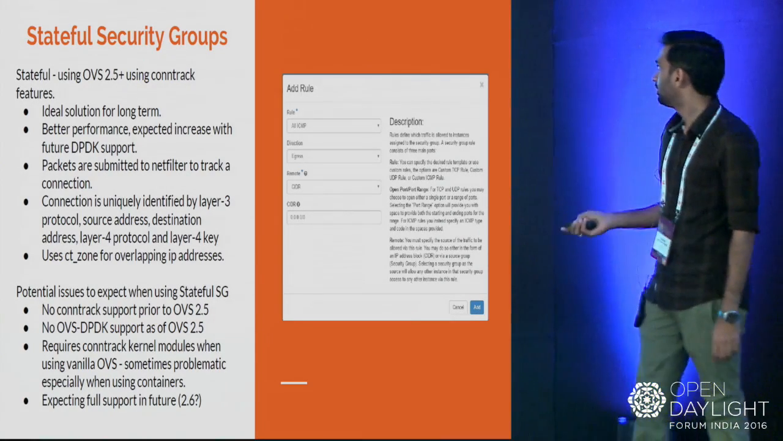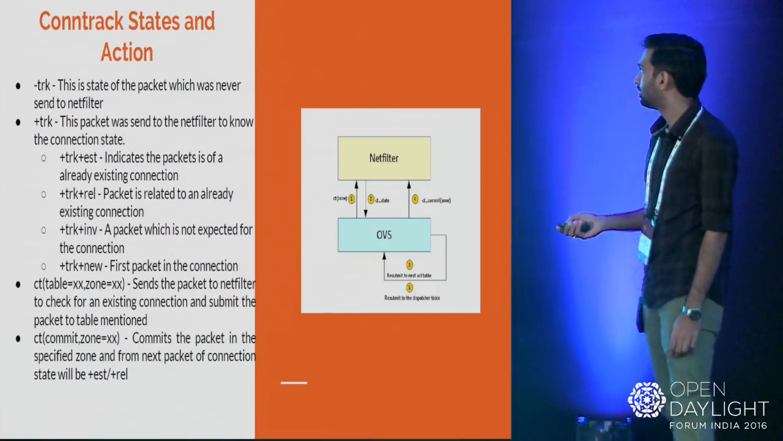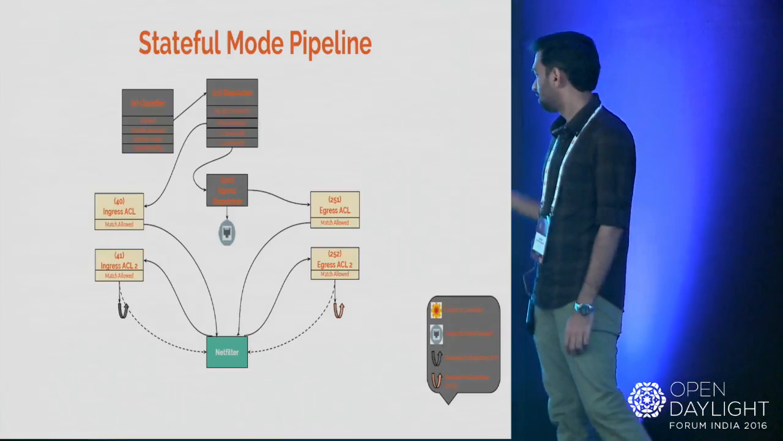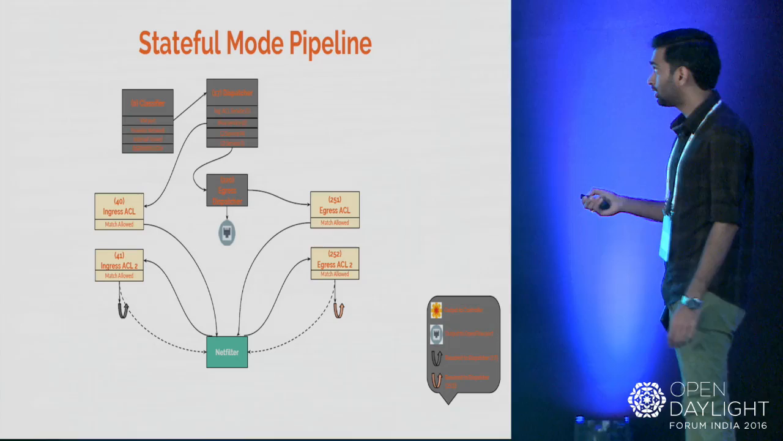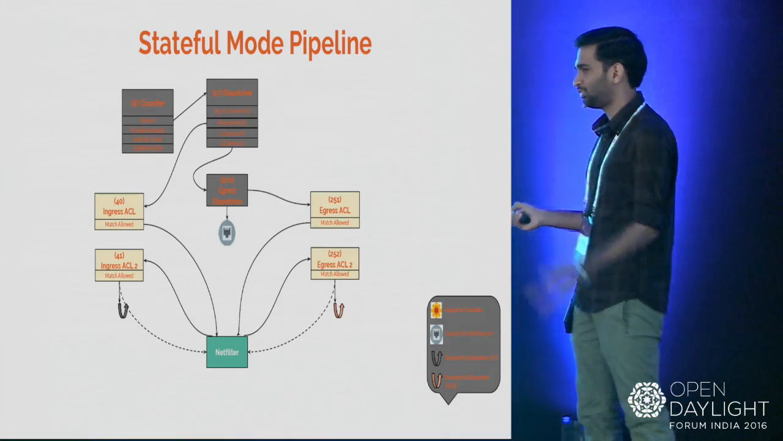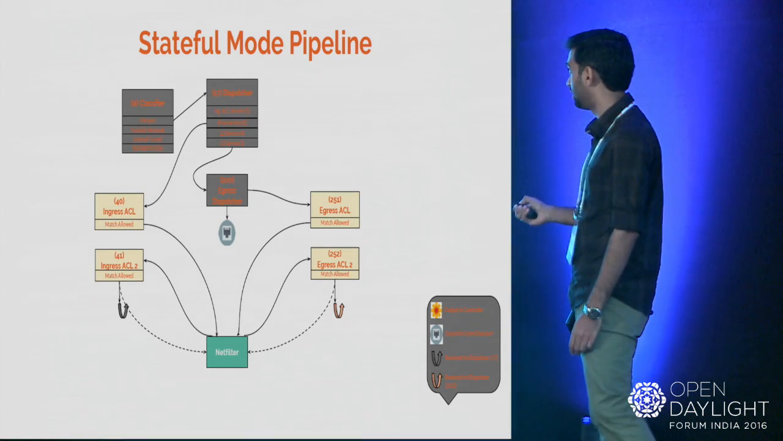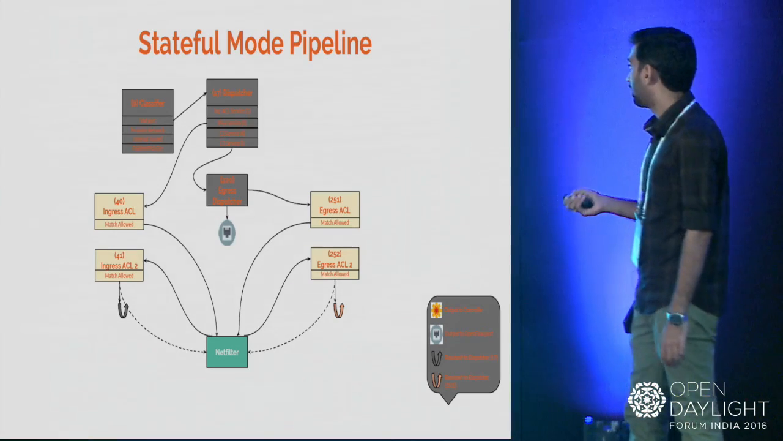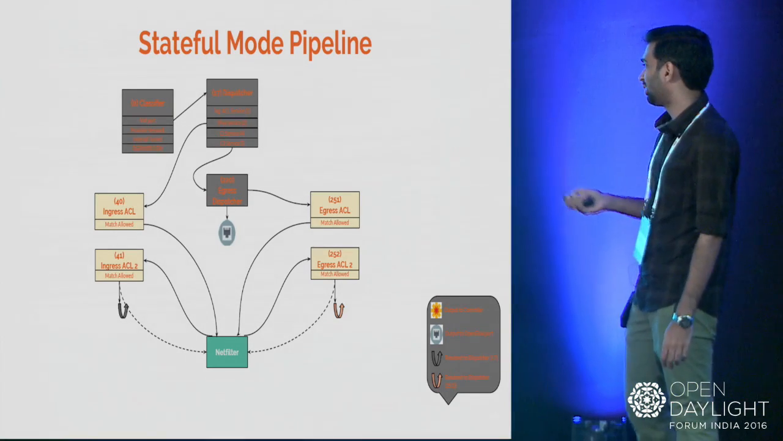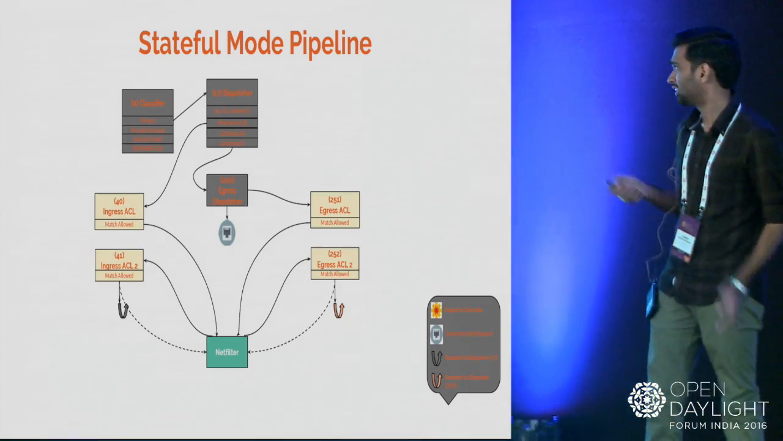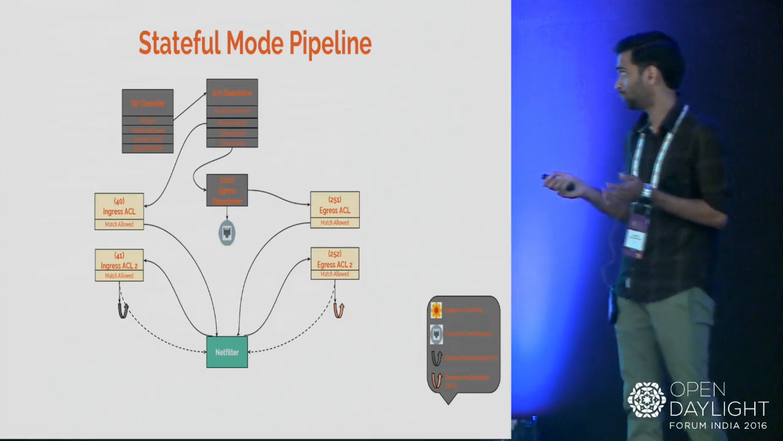Yeah, that's about that. Now we will go through the pipeline once. So this is how it comes. It comes to the classifier, then to the dispatcher table, and now it will come to the ingress ACL. One thing I have to tell is that this ingress and egress is with respect to the switch.